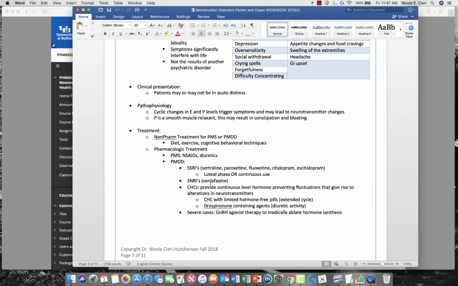So SNRIs, venlafaxine has been used, and then finally, combined hormonal contraceptives have also been used to provide a continuous level of hormones because fluctuations in hormones have been linked to alterations in neurotransmitters such as serotonin. So providing a continuous amount will help with symptoms.